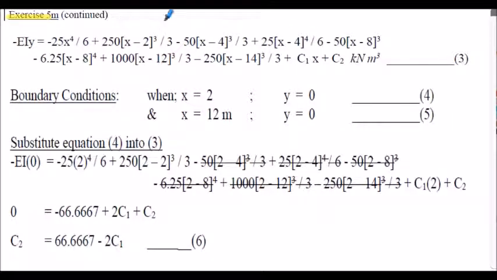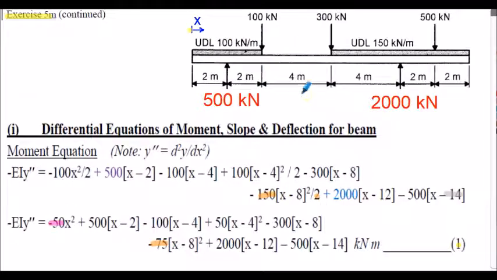Exercise 5M, solution continued. Just repeated equation 3 from the previous slide for convenience. We need to look for boundary conditions as always with these problems. So back to our beam. Looking for our boundary condition when x is equal to 2 meters in from the left hand end, we have 0 deflection. And when x is equal to 12 meters in from the left hand end, we'll have 0 deflection. So those are our two boundary conditions.